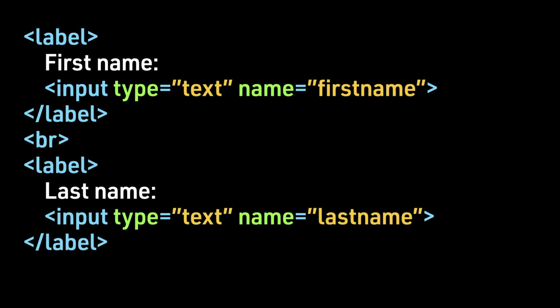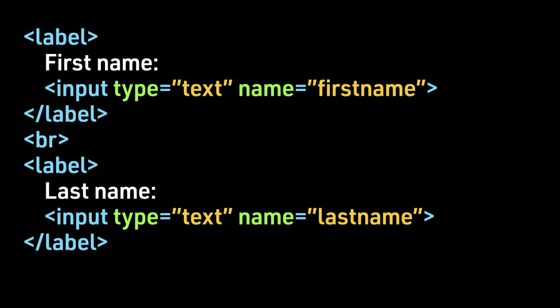So here we have two input types where we have a first name input and a last name input. Neither has an ID attribute to which we can bind the label for attributes.